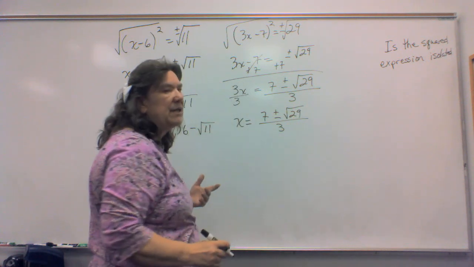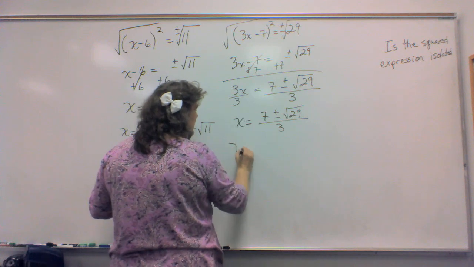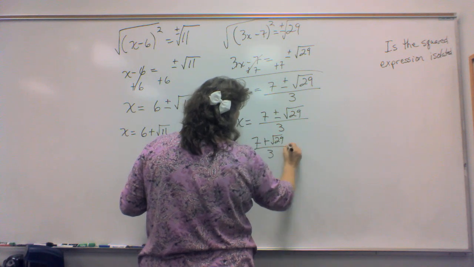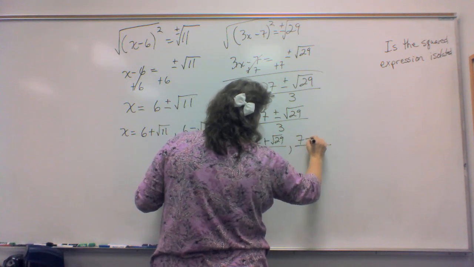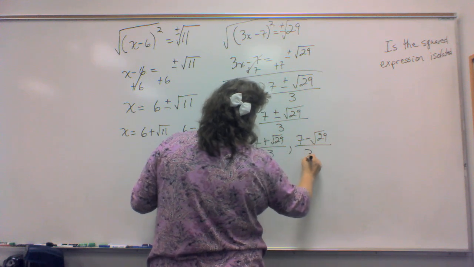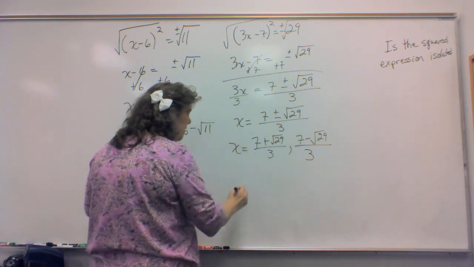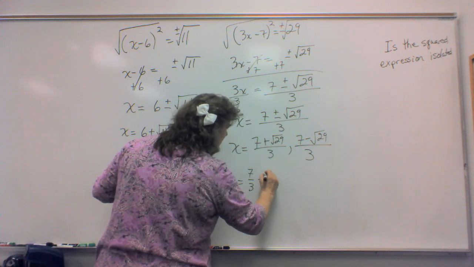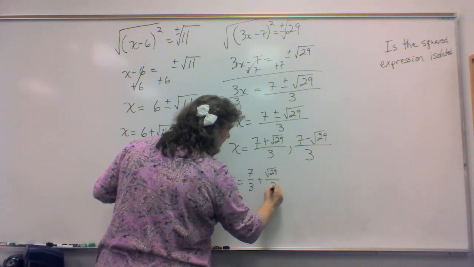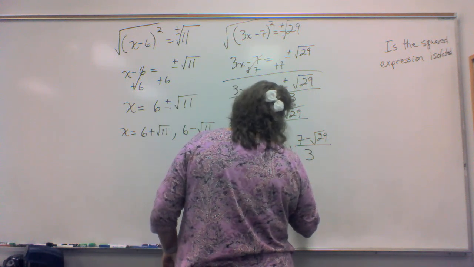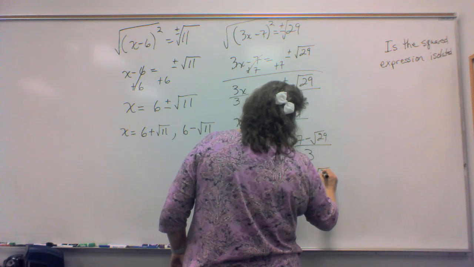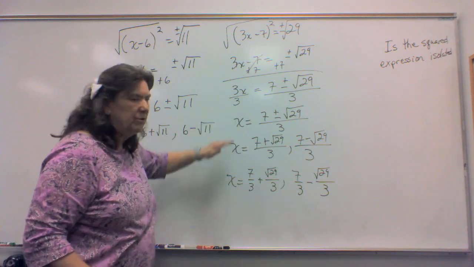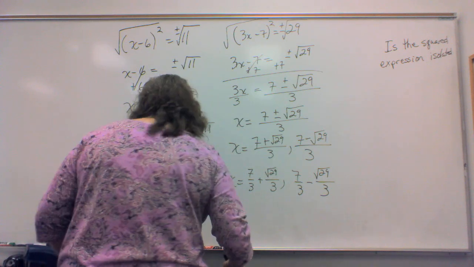This can also be written in several other ways. One is to write it simply as your 7 plus square root 29 over 3, and your 7 minus square root 29 over 3. We can also break it up like two different fractions. So we could have 7/3 plus square root of 29 over 3, and 7/3 minus square root of 29 over 3. All of these forms are correct, okay? So you can choose the form you like best.